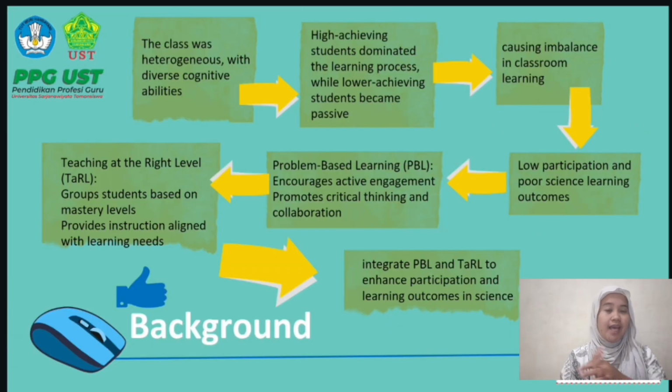The background: the observed problem was related to the heterogeneous nature of the class, where students had varied cognitive abilities. Students with higher abilities tend to dominate learning activities, while lower performing students became passive. This resulted in unequal learning engagement. Class 8B also saw low levels of participation and science achievements.